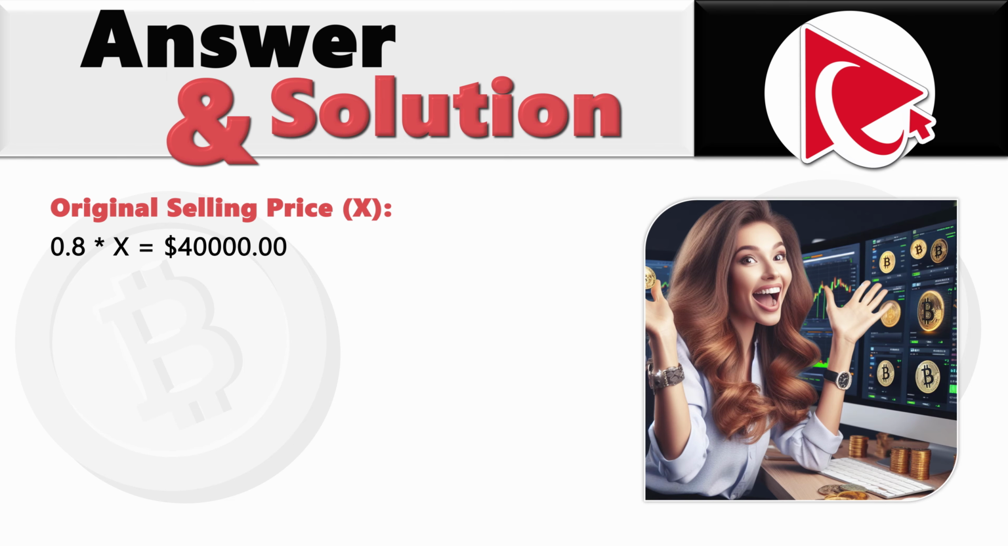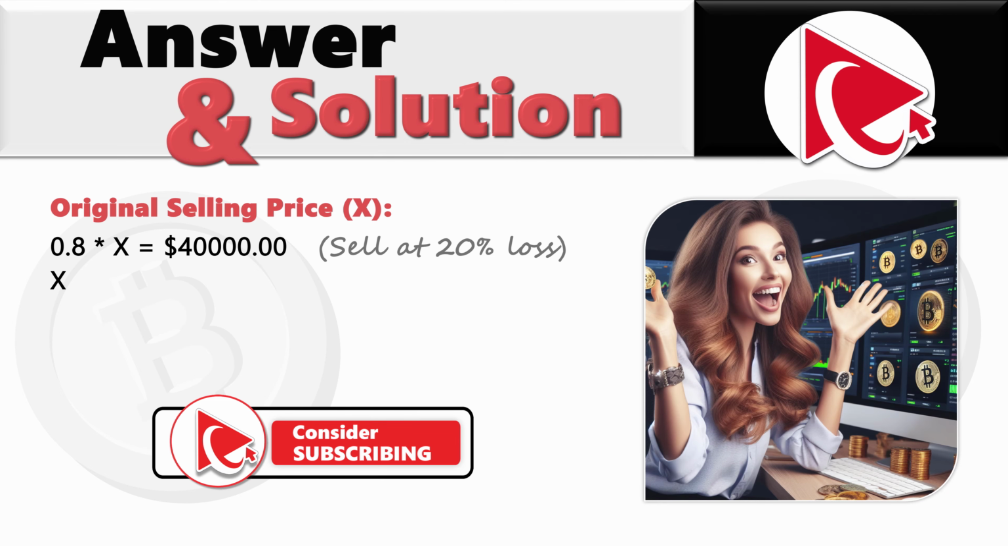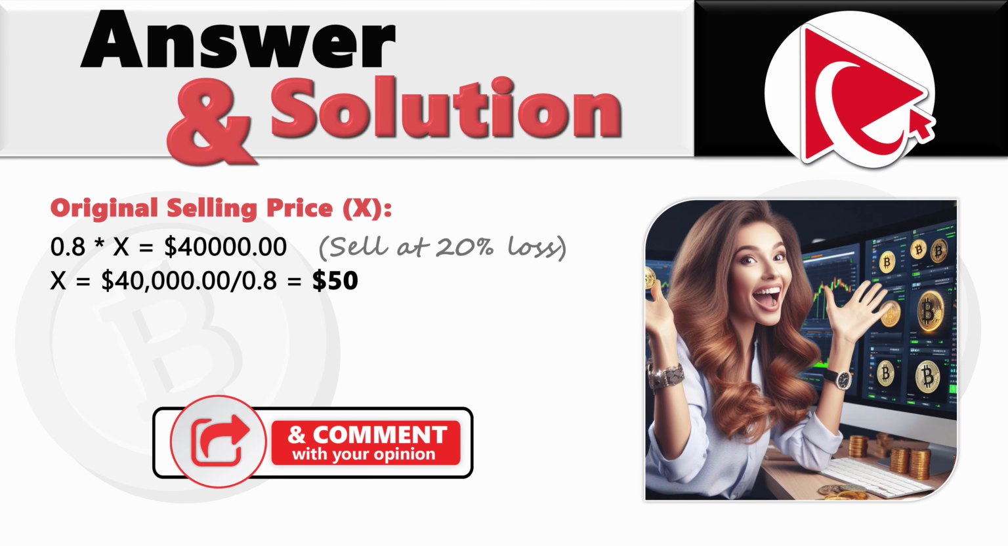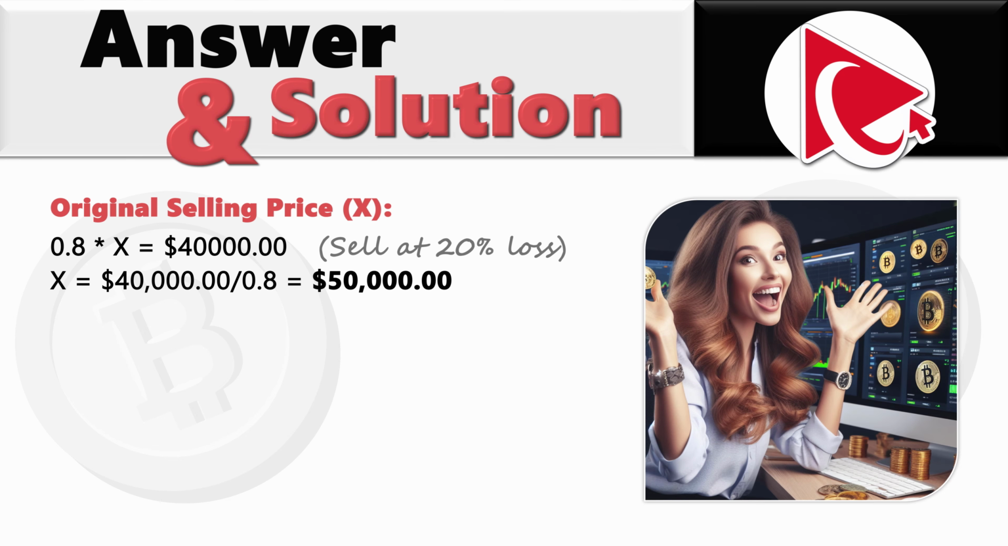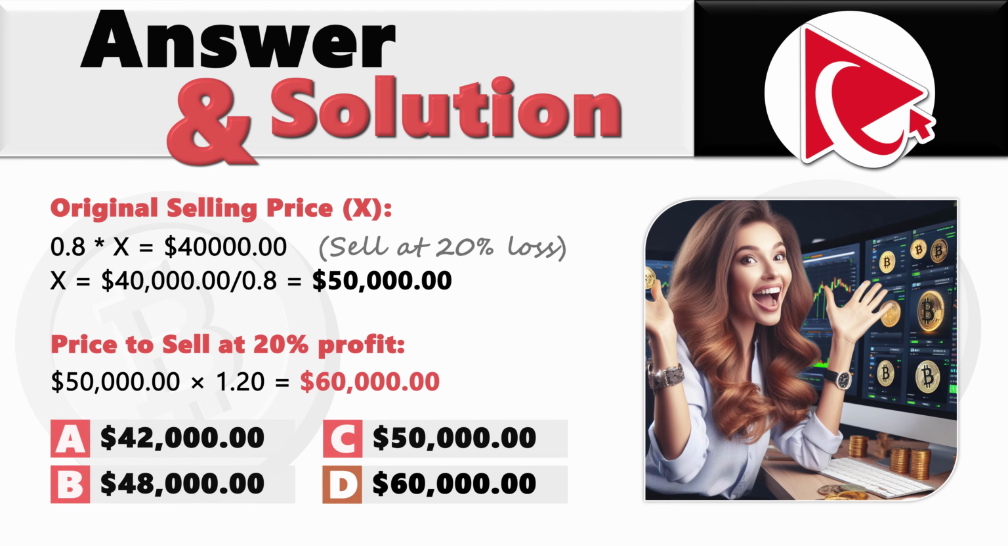We can build this formula based on the fact that Altcoin Inc. sold Bitcoin at 20% loss. It's time to calculate X. X equals $40,000 divided by 0.8, and the end result of this is $50,000. This is the original selling price. Now it's time to define a 20% profit price. $50,000 multiplied by 1.2 equals $60,000. So the correct answer here is choice D, $60,000.